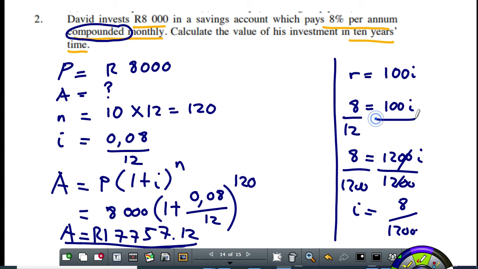Basic knowledge of equations, cross multiplying. 12 times 100 I gives you 1,200 I. 1 times 8 gives you 8. And then you solve for I. So that's grade 9. I'm not even supposed to talk about that. Are you following? Alright, then let's move on to the next example.